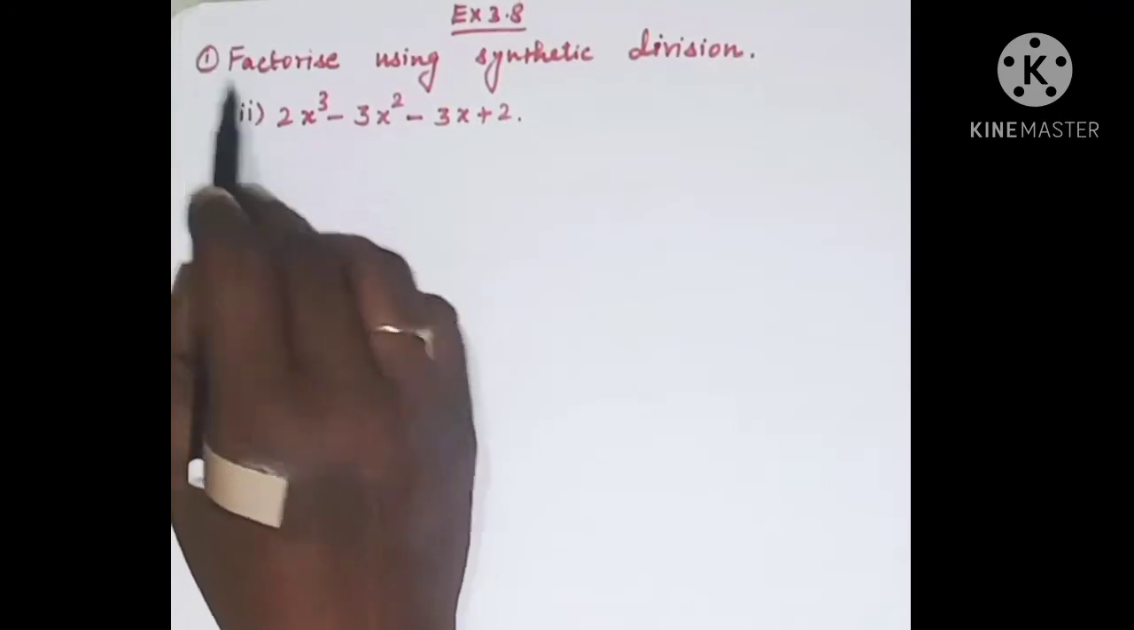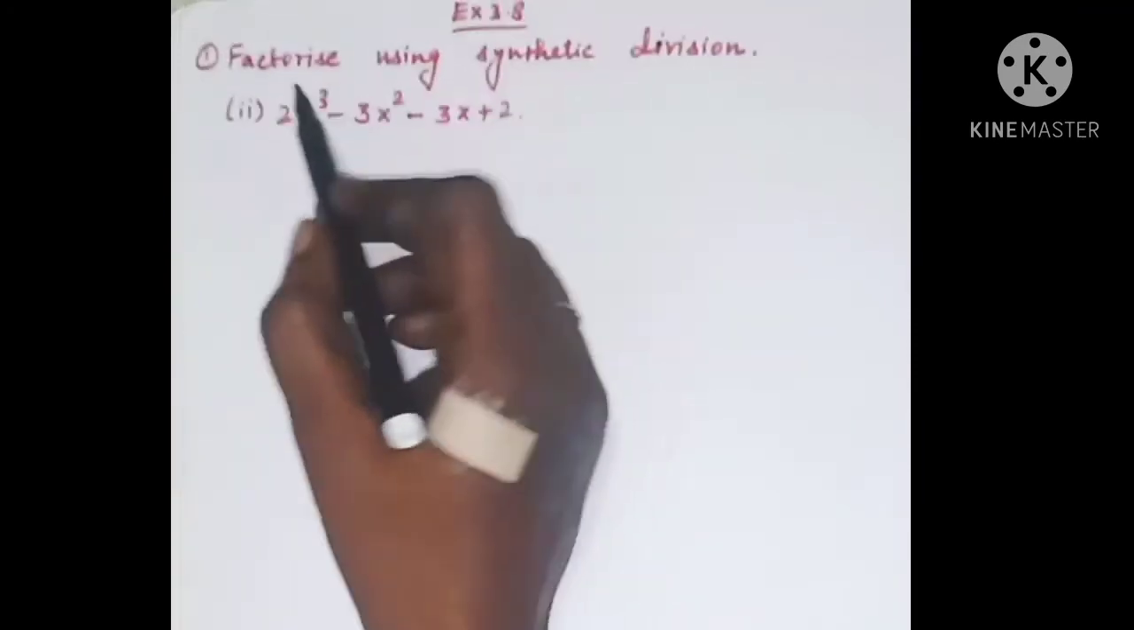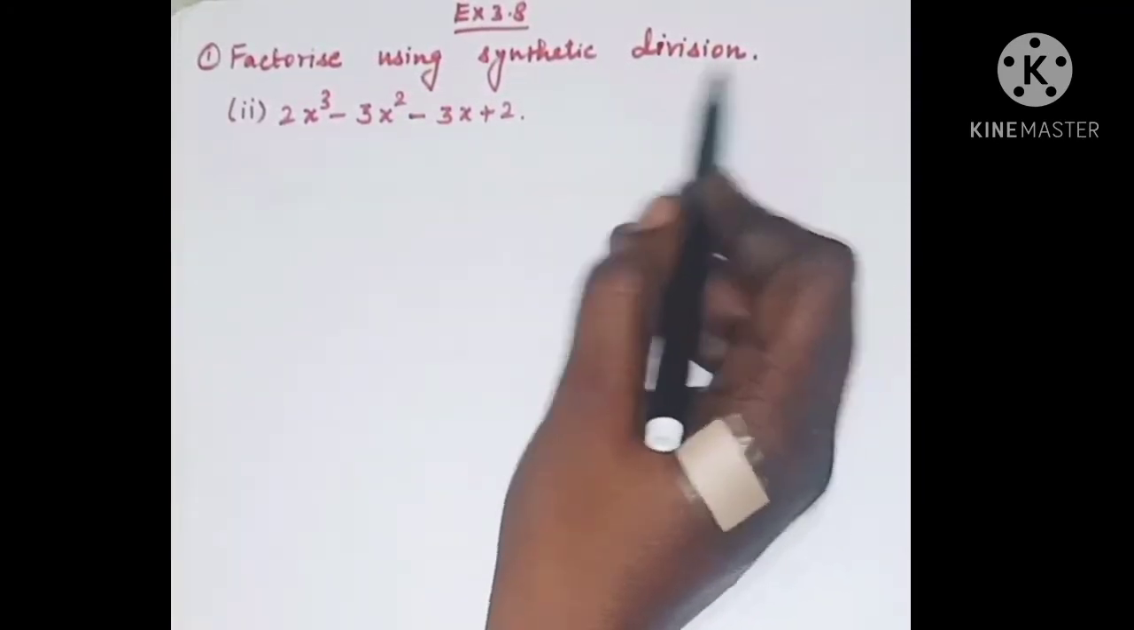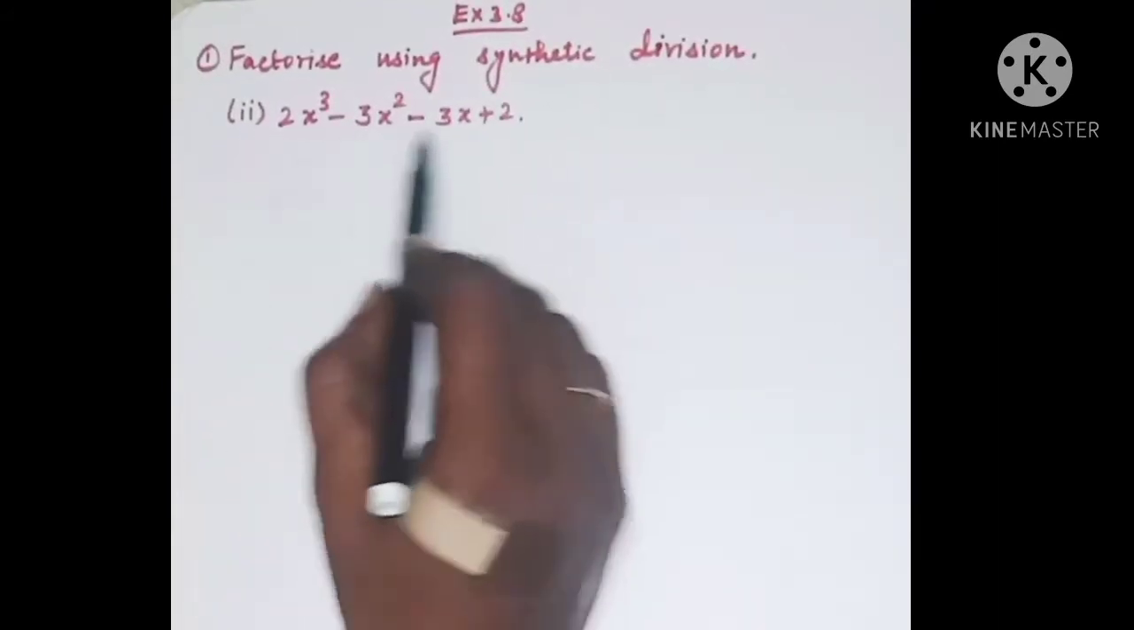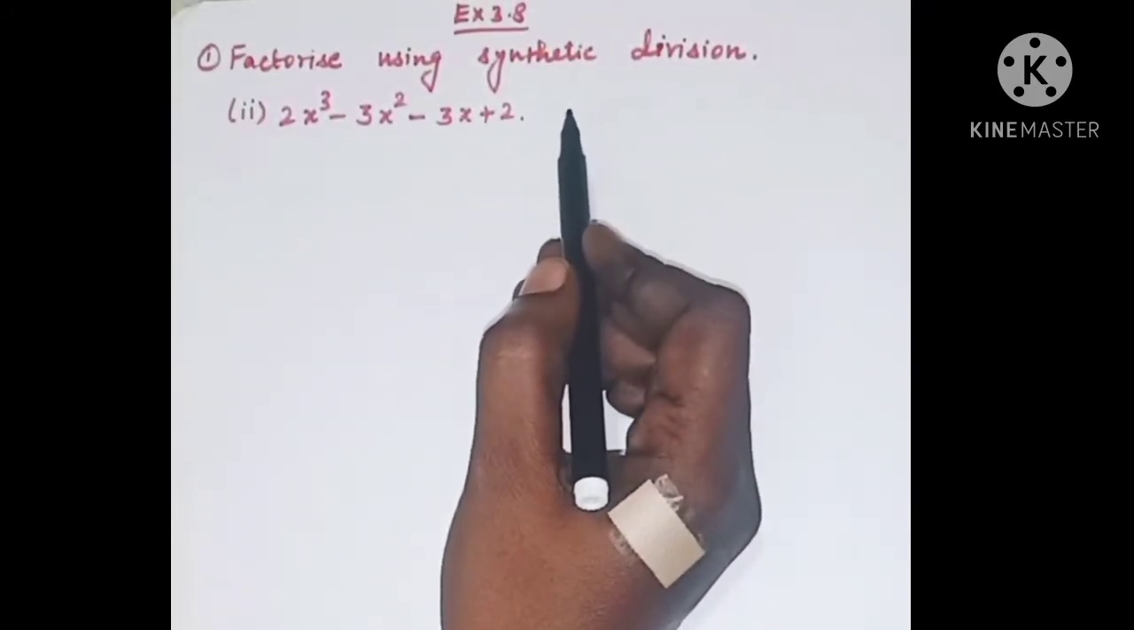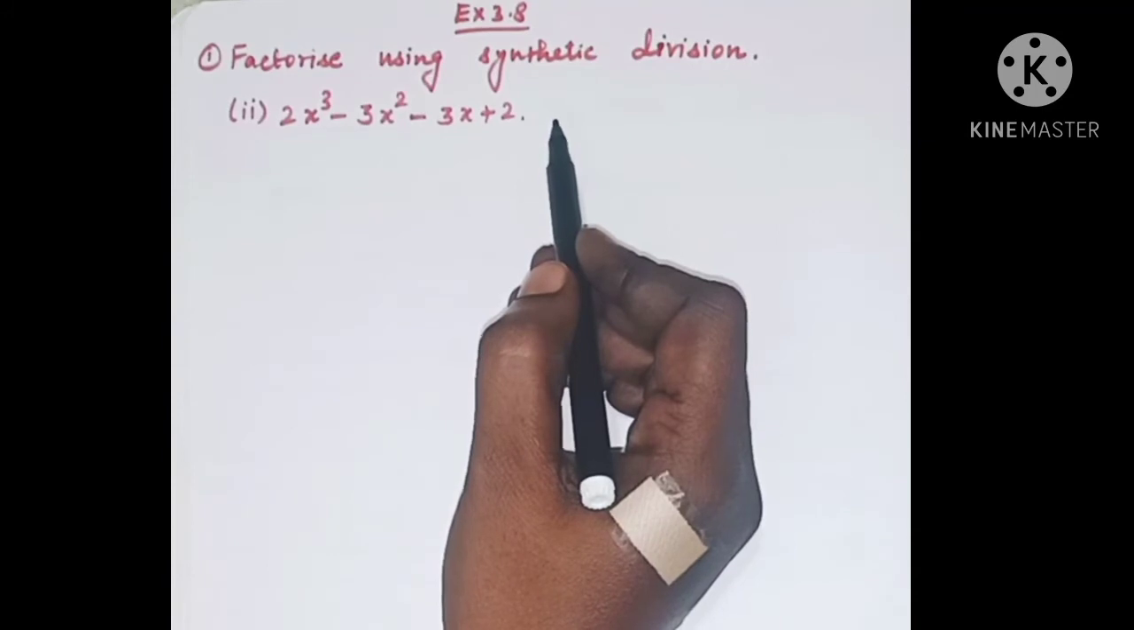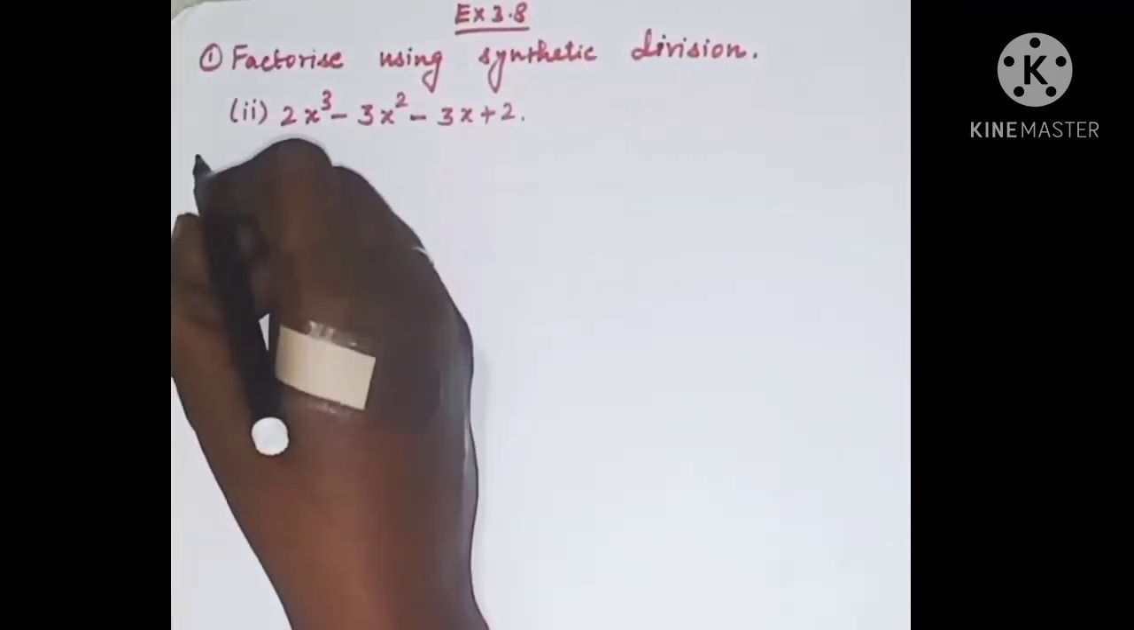3.8 first sum, second subdivision. Factorize using synthetic division method. Here the divider is not given, so we have to identify the divider first. Solution.